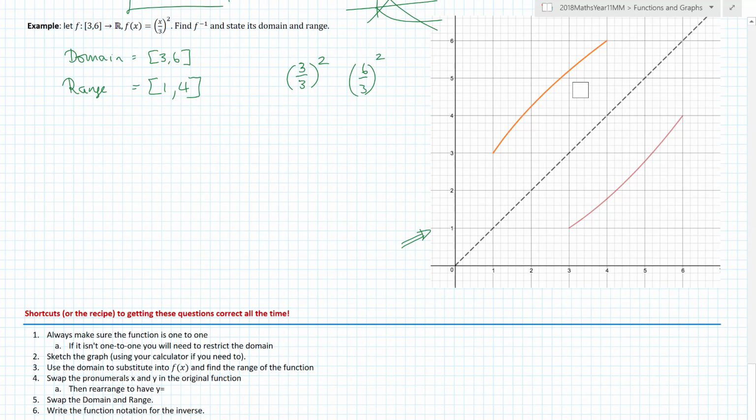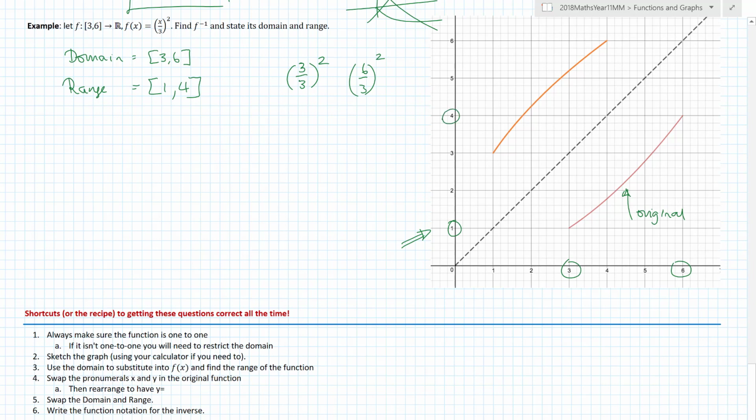So let's just check. Which one's my original? Well, as it turns out, it's this one here. If you're not sure why, sketch this. Use Desmos, use your CAS calculator. Here is my original. Does it have a domain of 3 and 6? Well, it seems to start at 3 and finish at 6. Does it have a range of 1 to 4? It does have a range of 1 to 4.